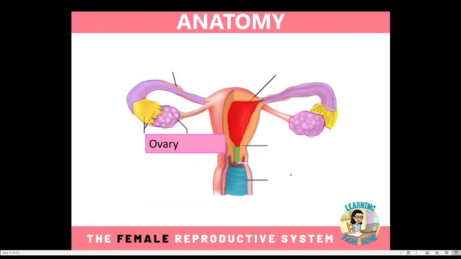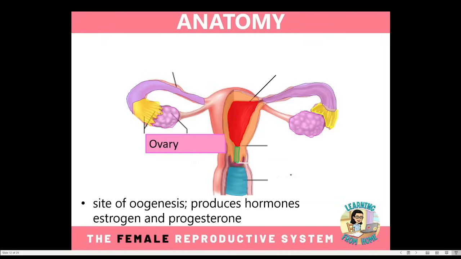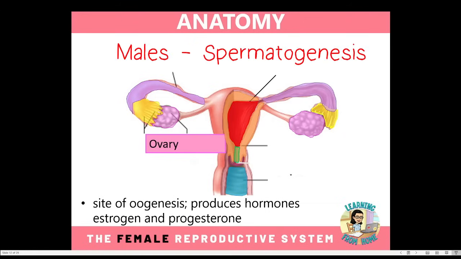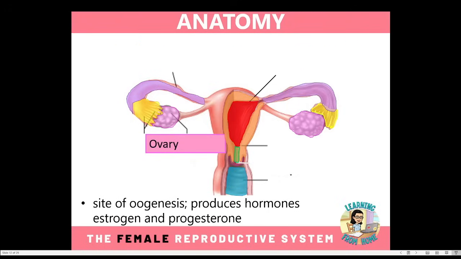First, let's start with the ovary. The ovary is the site of oogenesis. So what do we mean by oogenesis? In males, we have another term that is spermatogenesis. Pag sinabi nating spermatogenesis, it is the production of sperm cells. When we say oogenesis, which is what is happening in the ovary, it is the production of egg cells or the ovum. It also produces hormones estrogen and progesterone. So the ovary is the counterpart of the testes in the female reproductive system.